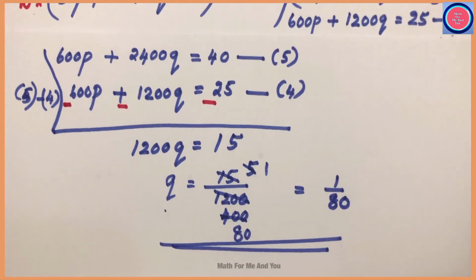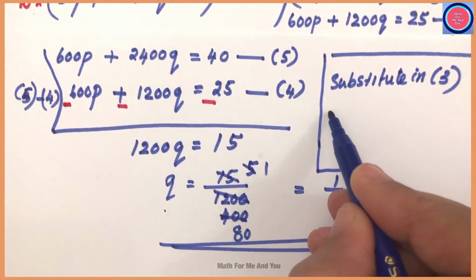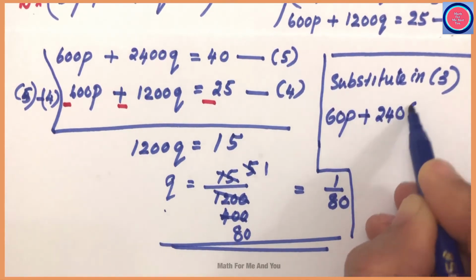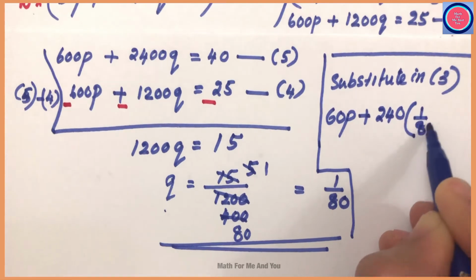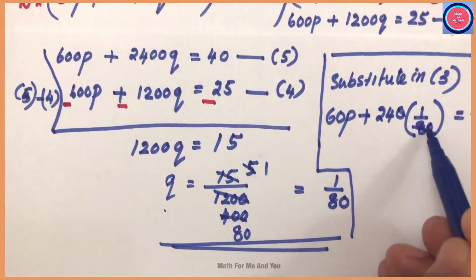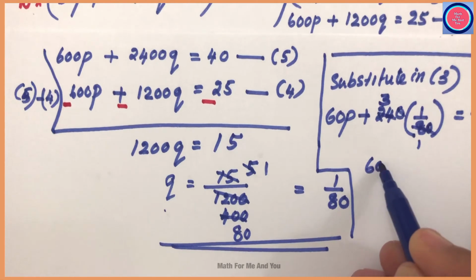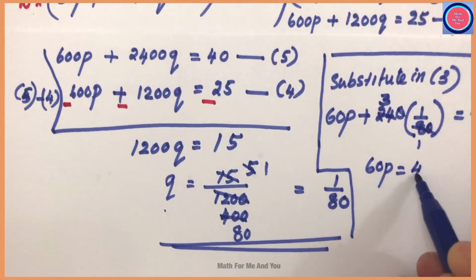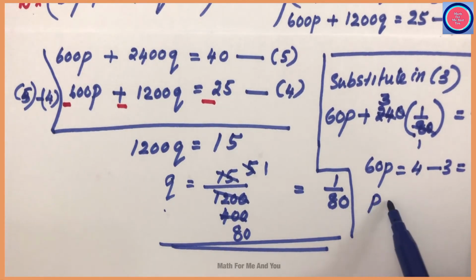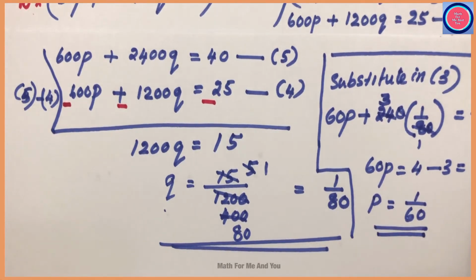We need to find p also. How can we find? Substitute in any of the equations, equation 3 or 4 or 5 or 6. I am substituting in equation number 3. 60p plus 240q equals 4. So here we replace q with 1 over 80. 240 and 80 we could cancel with 80. That means in place of 240, we get 3. 3 8s are 24. 60p equals 4 minus 3. Move 3 to the right side. Then what is p? 4 minus 3 is 1. Then 1 over 60 we get. p equals 1 over 60.